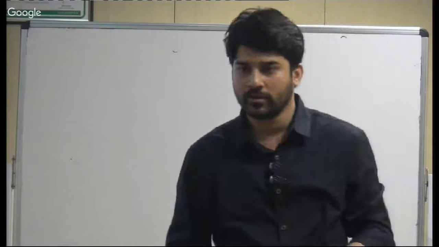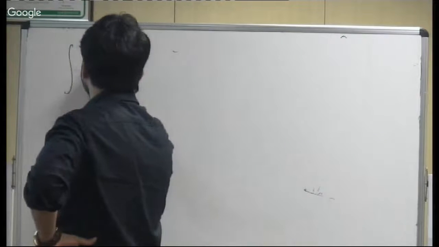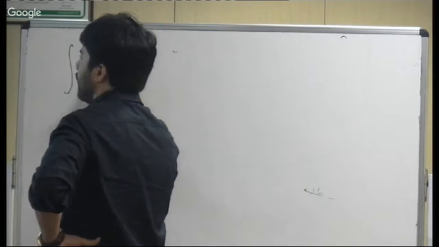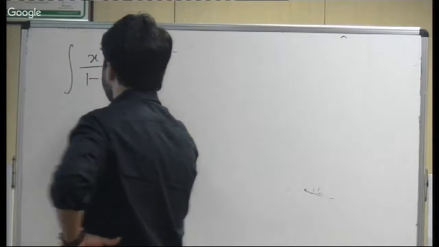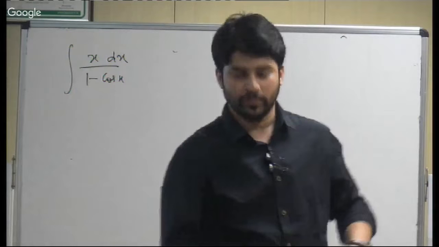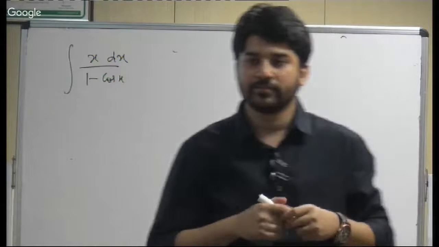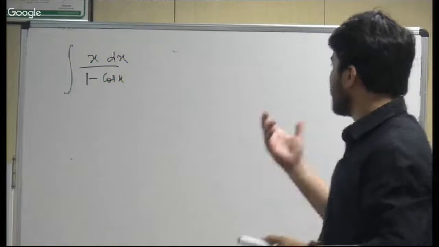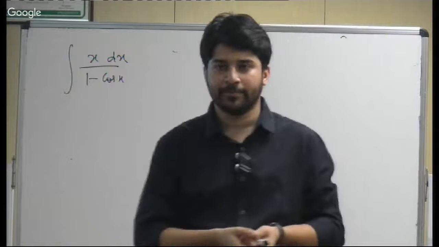Let's say x dx upon 1 minus cos x. Now here is the issue. Which one to be taken as first part and which one to be taken as second part?